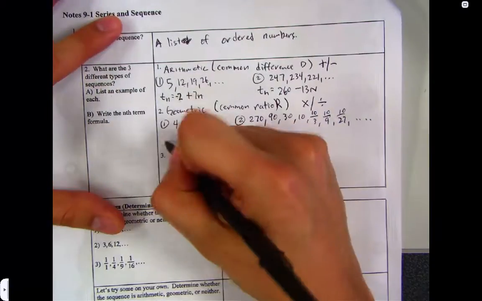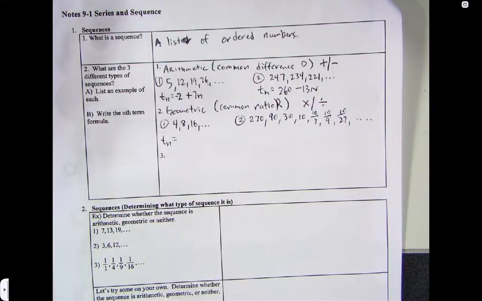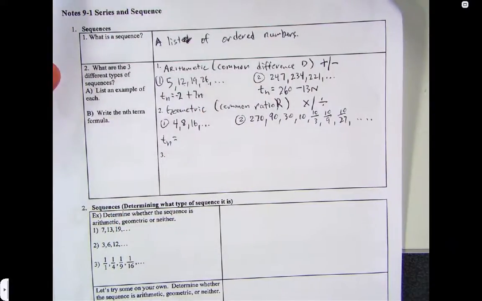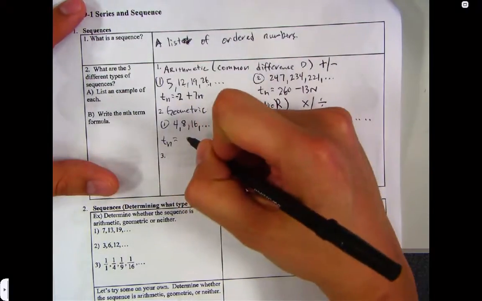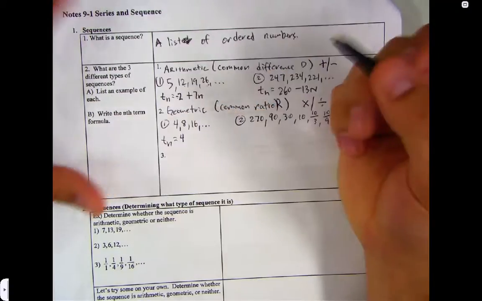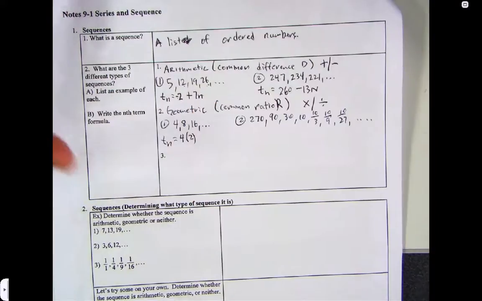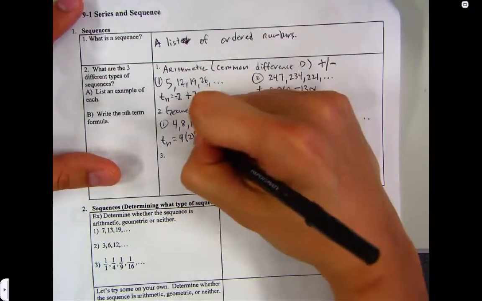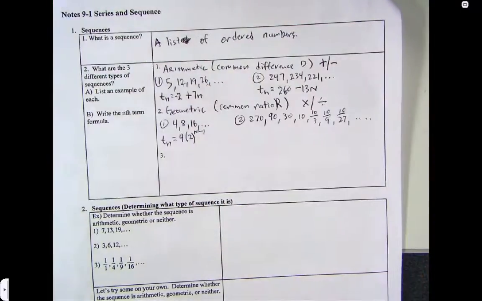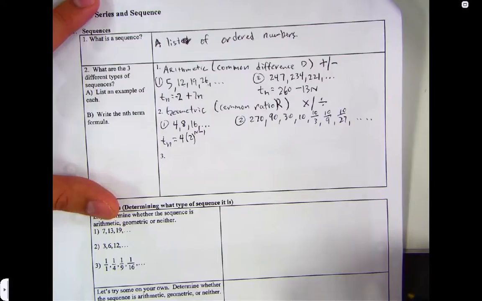Okay, for geometric you write the formula a little differently. This one's actually a little easier. Okay, where do we start? What number did we start at? 4, so 4. And what's the pattern? Multiply by 2. And in the exponent, you're going to just go ahead and write n minus 1. Are we good with that?